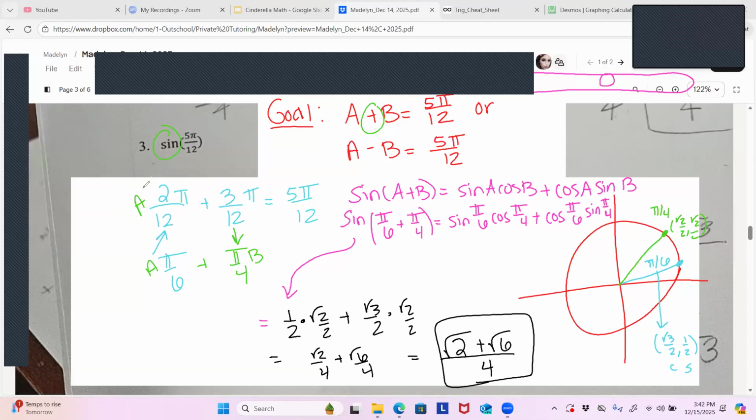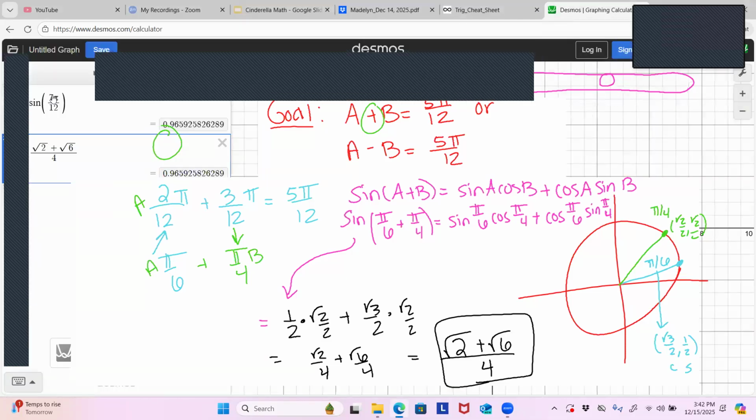There we go. That is sine 5 pi over 12. Coming over to Desmos, sine of 5 pi over 12. Yep, still good. Awesome. Clearing off.